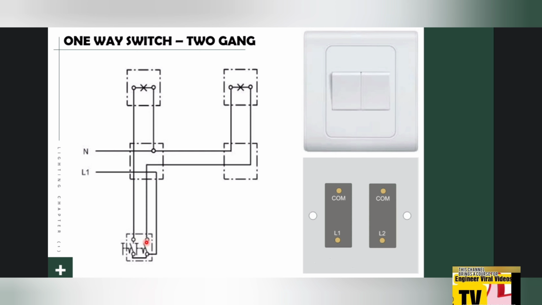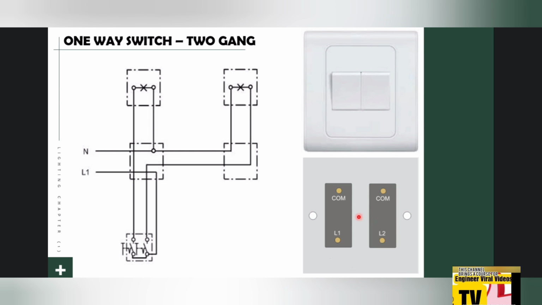See here, this is the first gang and this is the second gang. The line comes from here and goes to the first switch. After that, this is the COM. Go to the lighting fixtures, and we complete the circuit by the neutral. And here I take from line 1 the second switch. After that I also go to the second lighting fixtures. After that I complete the circuit through the neutral.